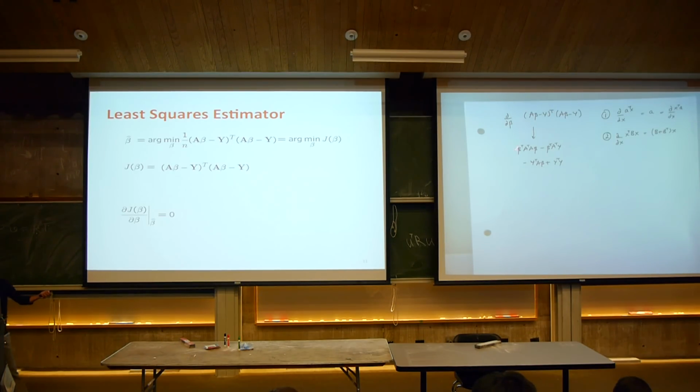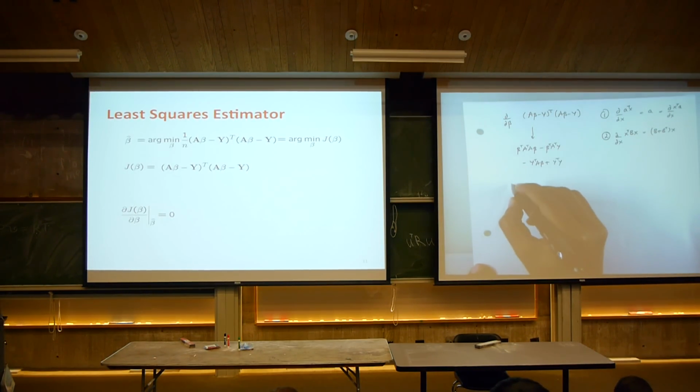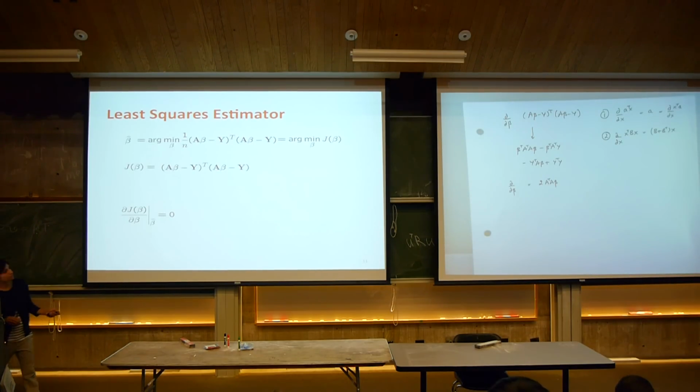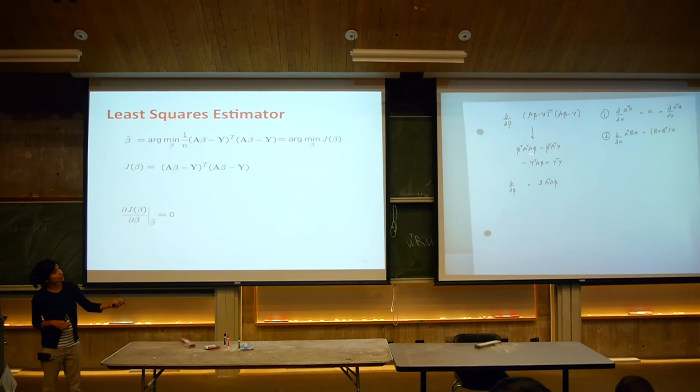Just think of A transpose A as the matrix B, and beta corresponds to x. So when I take the derivative, I get back, anybody? Yep, you get twice A transpose A beta. Twice because B and B transpose here are the same. Okay, what do I get for the second term?